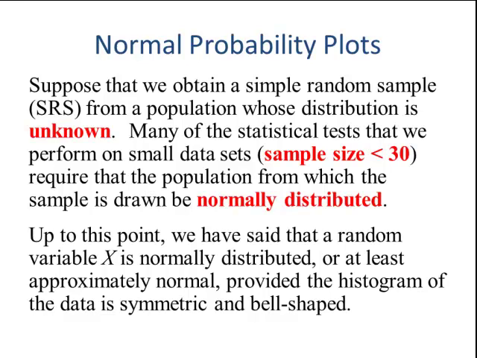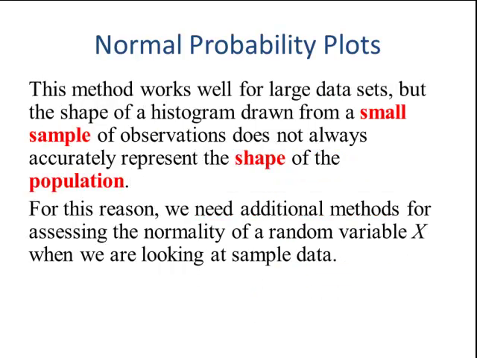Up to this point, we have said that a random variable x is normally distributed, or at least approximately normal, provided that the histogram of the data is symmetric and bell-shaped. This method works well for large data sets, but the shape of a histogram drawn from a small sample of observations may not always accurately represent the shape of the population.